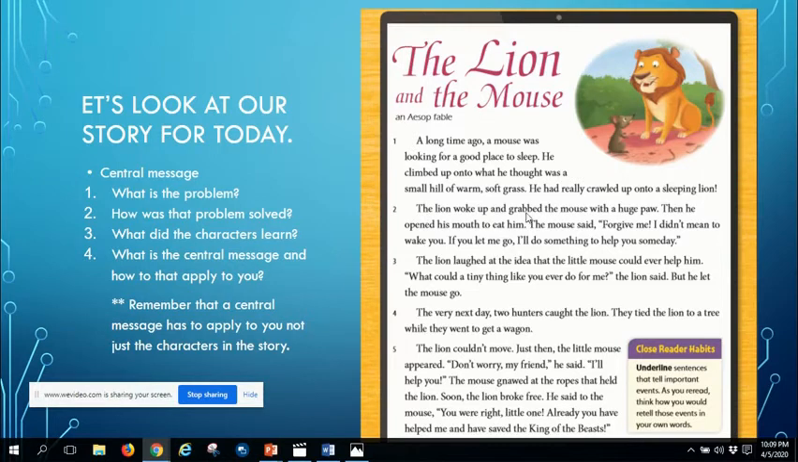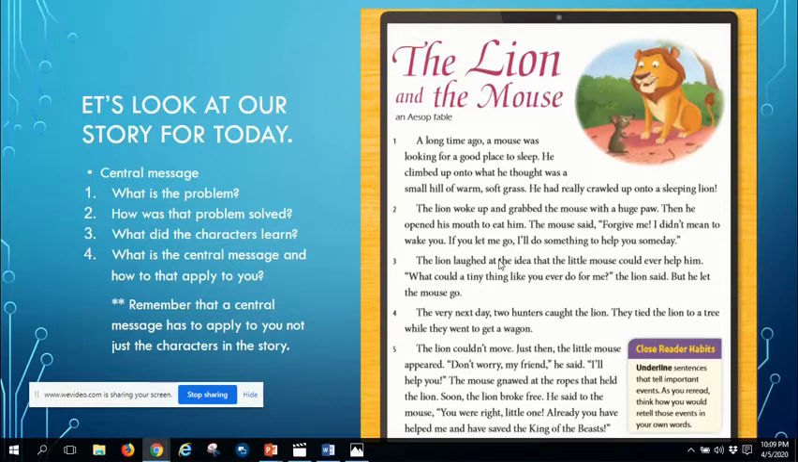The lion woke up and grabbed the mouse with a huge paw. Then he opened his mouth to eat him. The mouse said, "Forgive me, I didn't mean to wake you. If you let me go, I'll do something to help you someday." So here we have our problem, which is the mouse woke up the lion. So we're going to try to figure out how this problem gets solved, or if there might be another problem as well in paragraph 3.